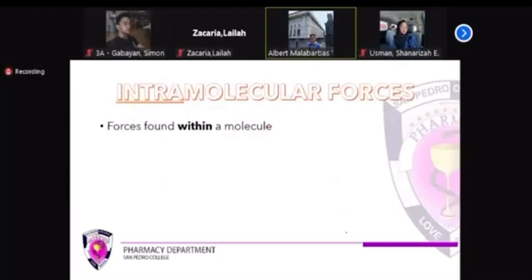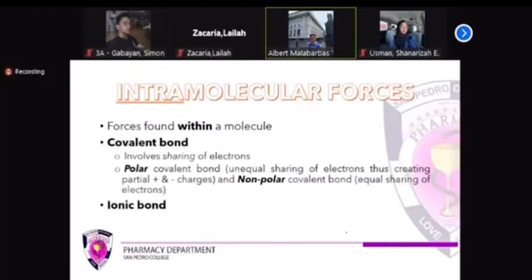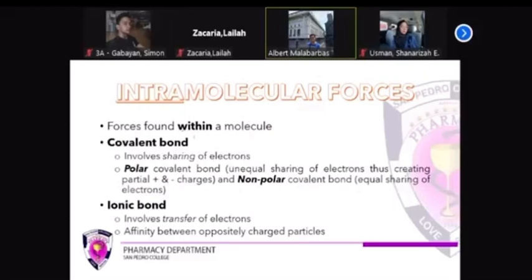Alright, now there are two types of forces as mentioned earlier, intra and then inter. Now, I'll give the different types of intramolecular forces. There are two main types of intramolecular forces. Meron tayong covalent bond at saka ionic bond. How to differentiate the two? Pag sinasabi natin covalent, it involves the sharing of electrons. Ionic bond, it involves the transfer of electrons. Covalent, sharing; ionic, transfer of electrons.